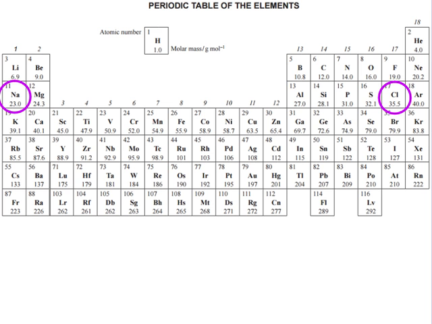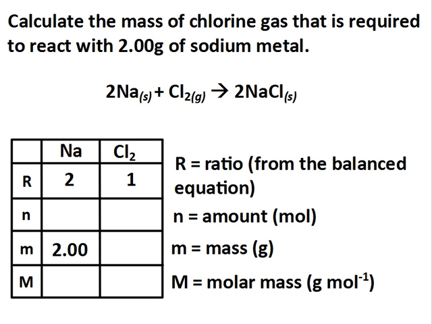So if we just keep those numbers in mind, when we work out the molar mass for sodium, it's going to be 23 grams per mole, and for chlorine, because there are 2 atoms of chlorine in each molecule, we're going to go 2 times 35.5, and our molar mass there is 71.